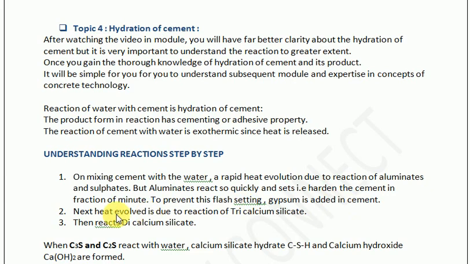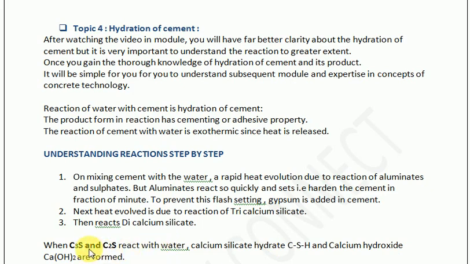Now what happens after that? The next heat is evolved due to the reaction of tricalcium silicate. So after aluminate, the next chemical which reacts is tricalcium silicate, and dicalcium silicate is the last chemical. So we must understand this: first aluminates react, after that tricalcium silicate reacts, and dicalcium silicate is the last chemical which reacts with water.